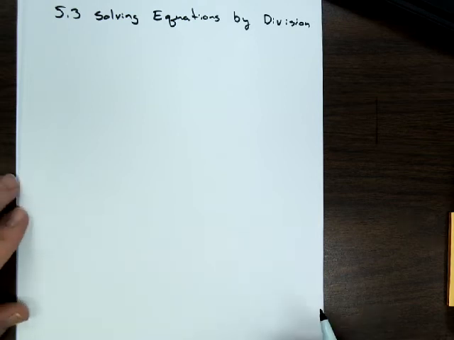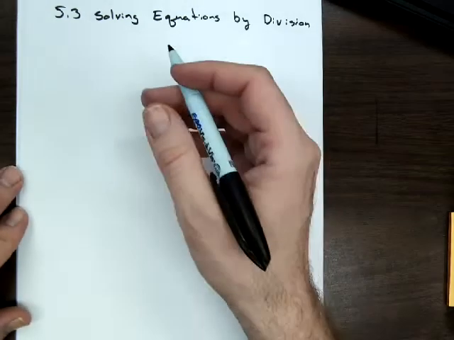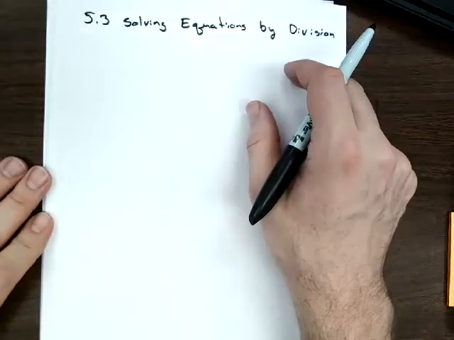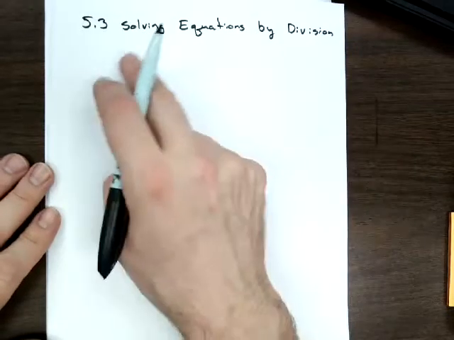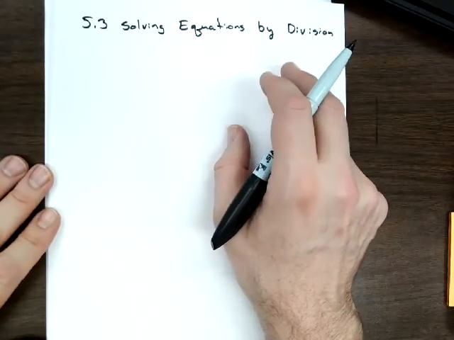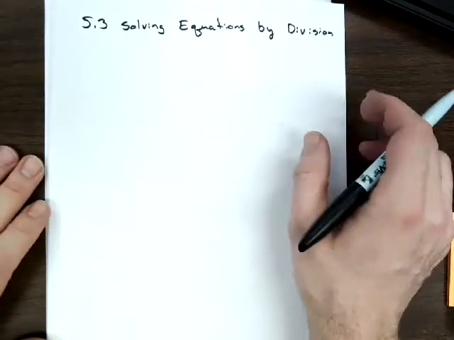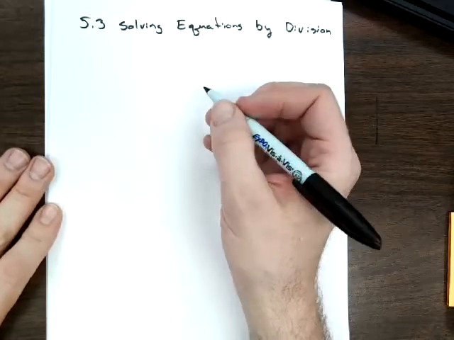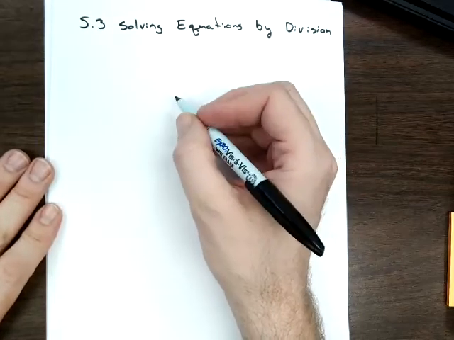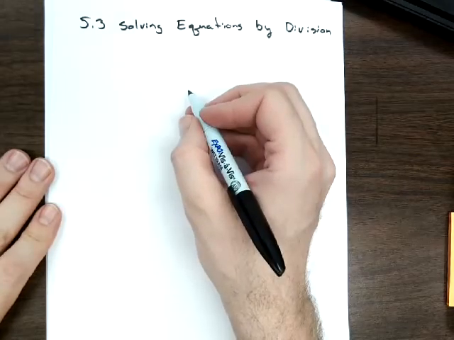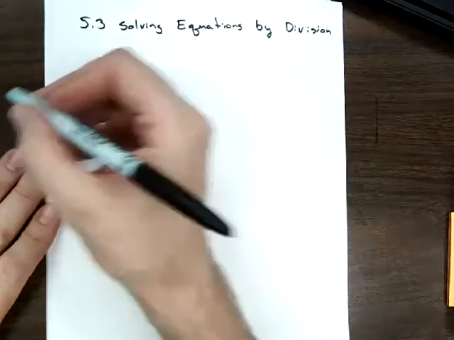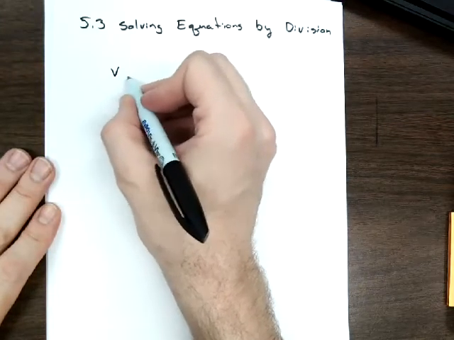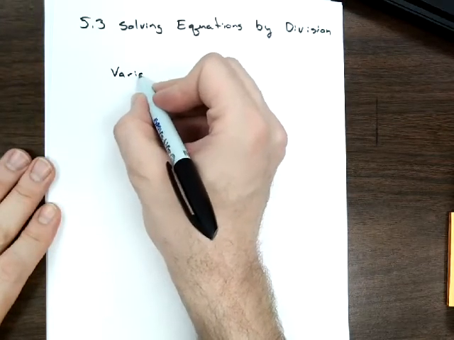Okay, let's talk about one of the first things that we're officially going to do with some equations. We're going to talk about solving an equation by division. Now, first off, anytime we've got something that we do not know, we can name a variable.